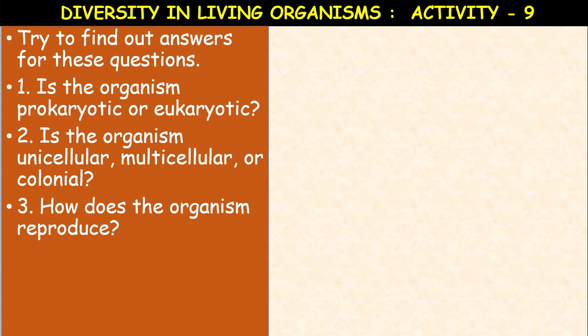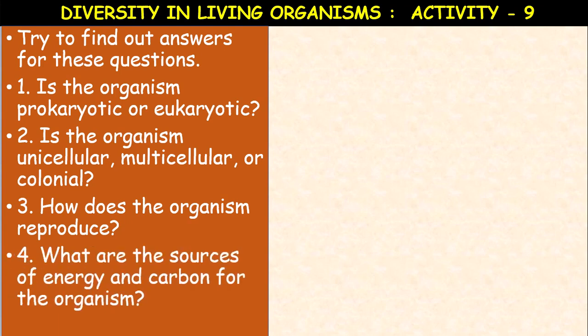Okay, next, how does the organism reproduce? Whether asexual reproduction or sexual reproduction. If it is asexual reproduction, then which type of asexual reproduction? Okay. Next, what are the sources of energy and carbon for the organism? Okay, so these are the 4 criteria we have to take.